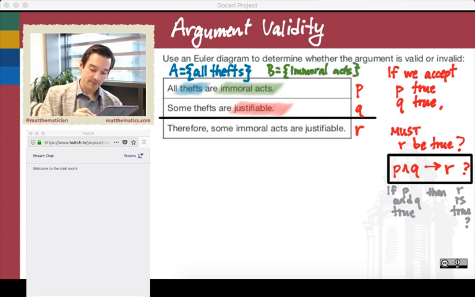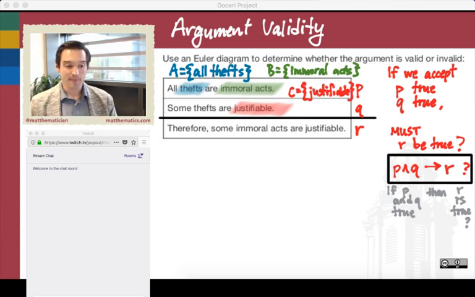And finally, C, the set of all justifiable acts. Everything in history that has ever been justifiable, for whatever agreed-upon definition of justifiable we select. Again, this is not the place to debate those definitions. Whatever the definitions are, as long as you and I agree on them, we can both assess the validity of this argument and come to the same conclusion about whether the argument is valid.